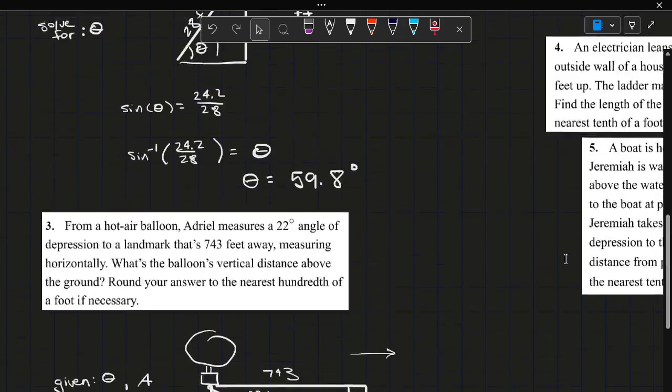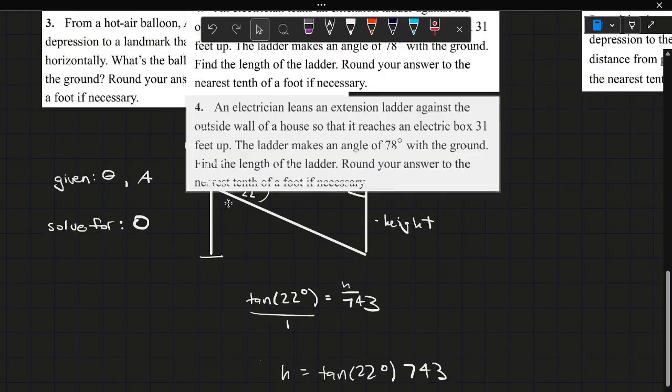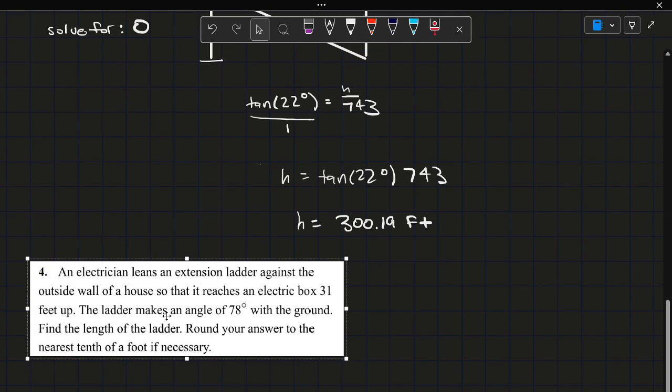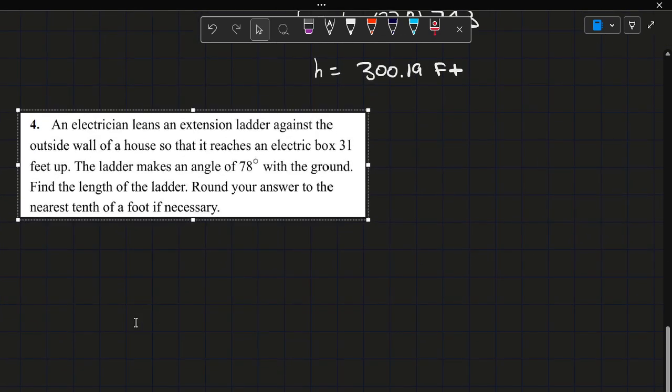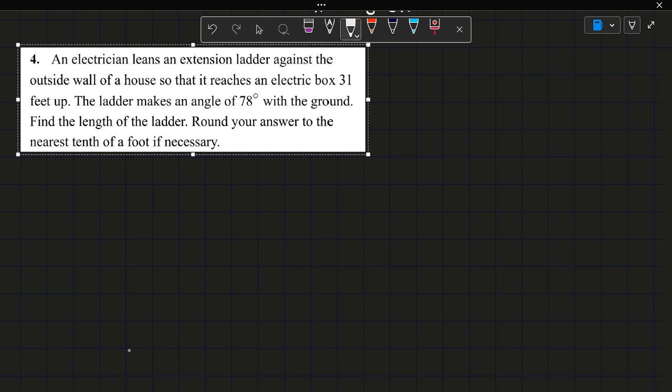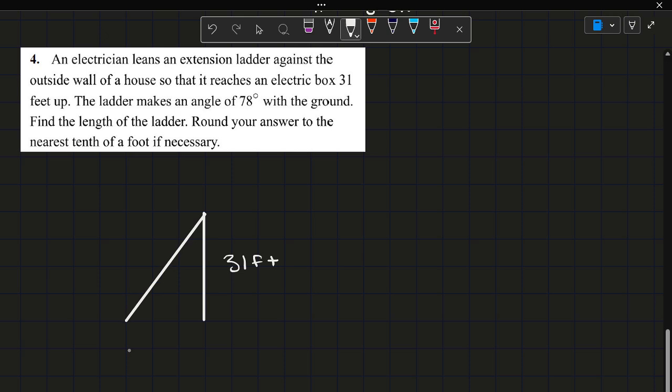Okay, so I'm just going to work two more problems. So an electrician leans an extension ladder against the outside wall of a house so that it reaches a box 31 feet up. So we have a ladder, and we know that our height is 31 feet up, right? So call this 31 feet. Say the ladder goes this way. The ladder makes a 78-degree angle with the ground. Find the length of the ladder. So we want the length of the ladder. Just label this L.